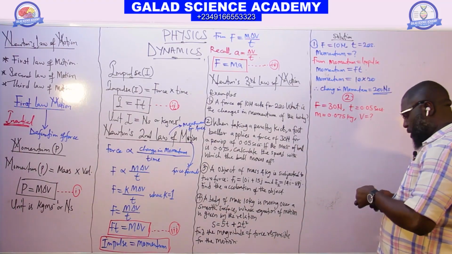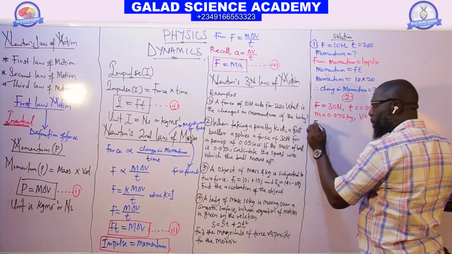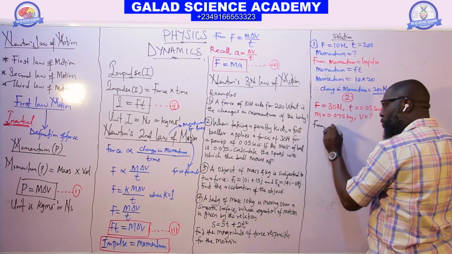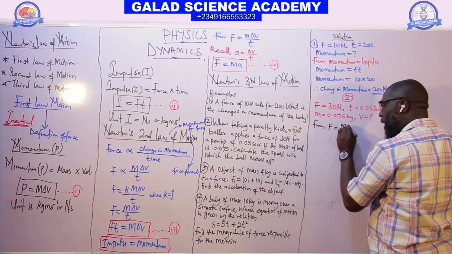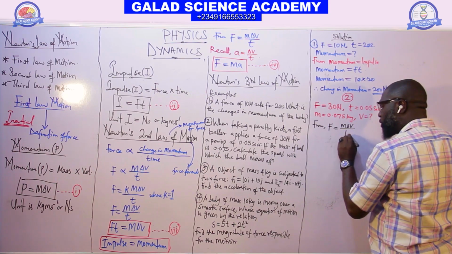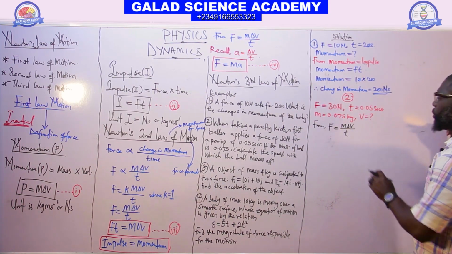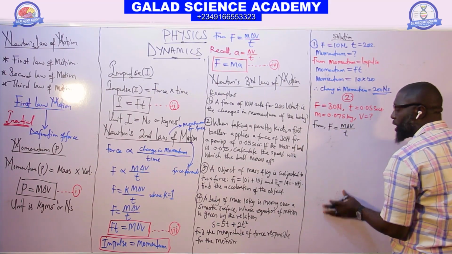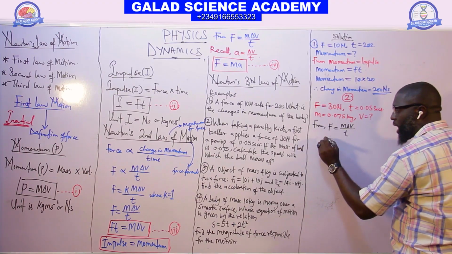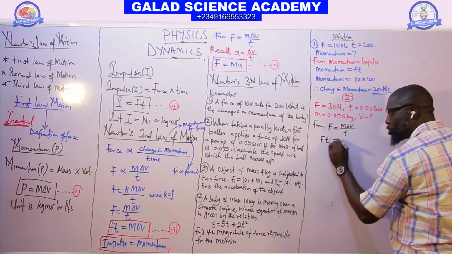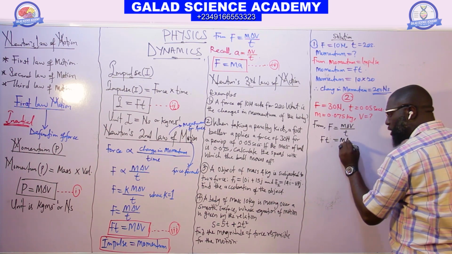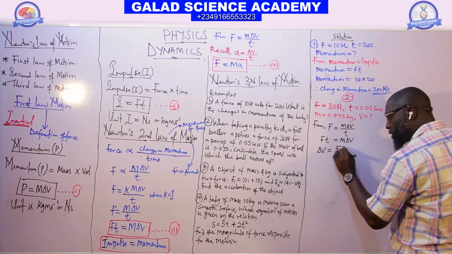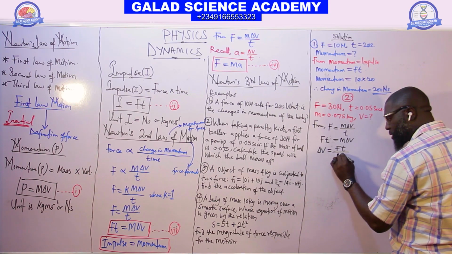So if that be the case, you can now say that force is equal to M change in V over T, and we are looking for V. Substitute each value here, or make V the subject of the formula. We can have Ft equal to M change in V. So the change in V will give us Ft over mass.